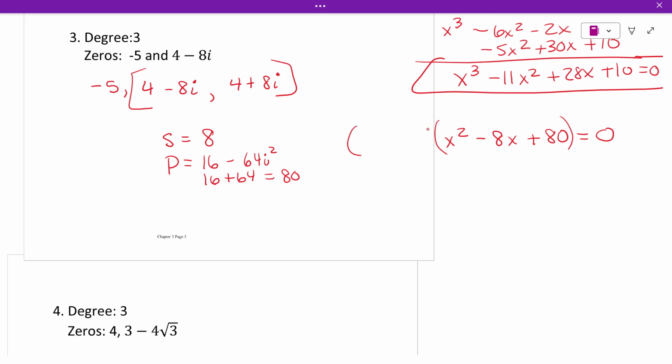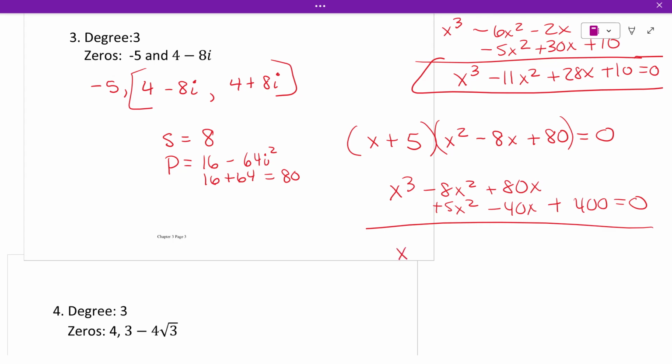What are we going to multiply this by? x plus 5. Not x minus 5. If it's a negative 5, then it's x plus 5. Then we double distribute. x cubed minus 8x squared plus 80x. And then positive 5x squared minus 40x plus 400 equals 0. To make x cubed minus 3x squared plus 40x plus 400 equals 0.